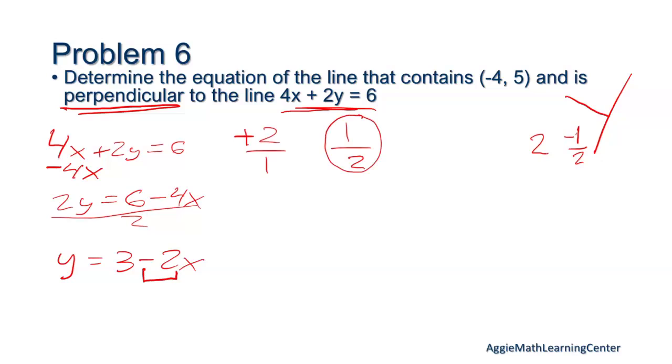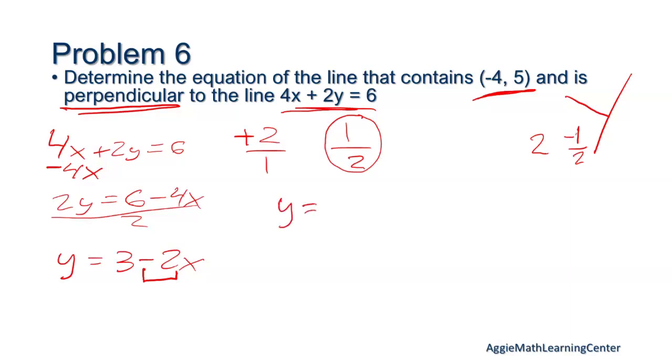So yeah, we want our slope to be 1/2. So then we have a slope and a point. So we can either put that in slope-intercept form and solve for b, or we can just put it in point-slope form. Which do you prefer? Let's solve for b. Okay. Yeah, both methods will work.